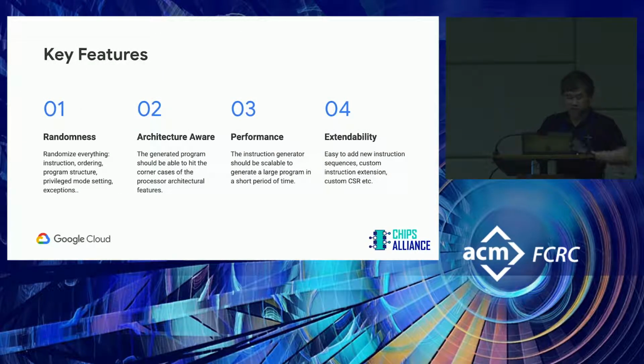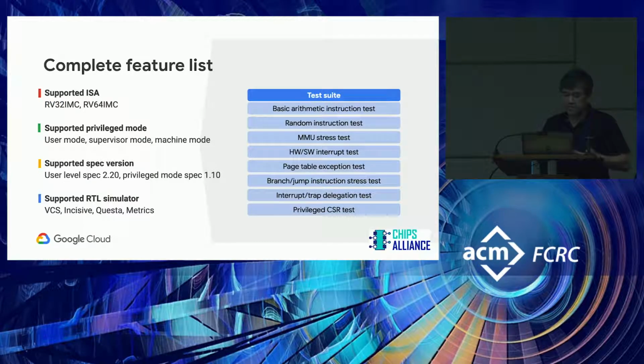Some of the key features, which I'll go through very fast. It's much more random than just random sequences. It actually randomizes at the instruction, kind of the template level, where we're dealing with branching forward, branching backward, page misses in memory, and things like that. So it's architecture aware, it's very high performance, and it's extendable. And here's a set of feature lists.